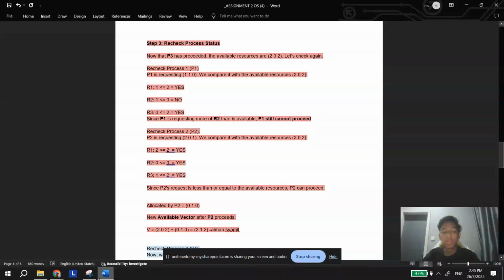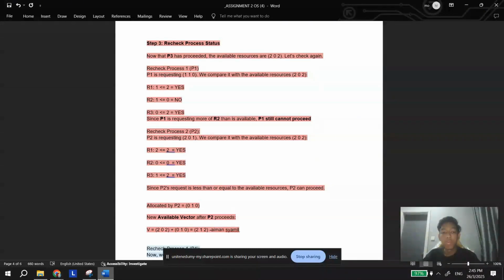Okay, for question 4, step 3, process 3 or P3 has already been allowed to proceed and has already released its allocated resources. So now the new available vector is 202. Next, we recheck the status of the other processes to see who can proceed next.